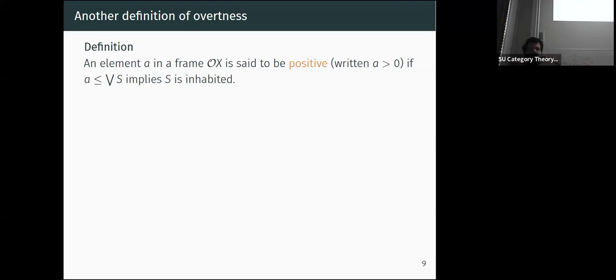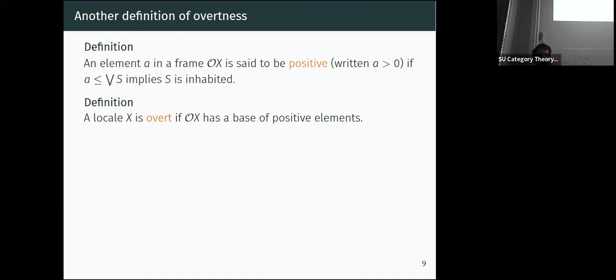So we say an element of the frame is positive, and we write A is greater than 0, if whenever we have A is less than some join, the thing we're joining over must be inhabited. In other words, there must be an element in the set that we're taking the join over. If there were no element in the set we were taking the join over, then we would get 0, right? But this is a positive way to phrase the idea of A not being 0. So whenever A is less than a join, we must have had something in the join. Okay.